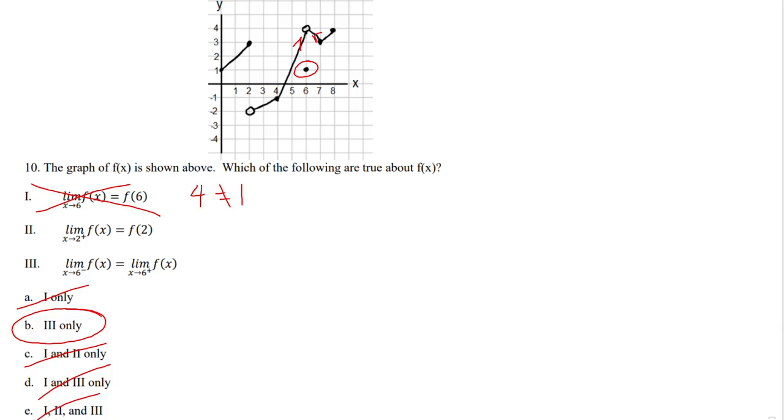The limit as x approaches 2 from the right of f of x is equal to f of 2, right? So as we approach 2 from the right, that's equal to -2. And f of 2 is the point up here, which is 3. Well, those aren't equal to each other, so that's not true. And then for 3, the limit as x approaches 6 from the left equals the limit as x approaches 6 from the right. Well, yeah, from the left, it's approaching 4, and from the right, it's approaching 4, right? 4 equals 4. That's true. So that's why it was choice B.